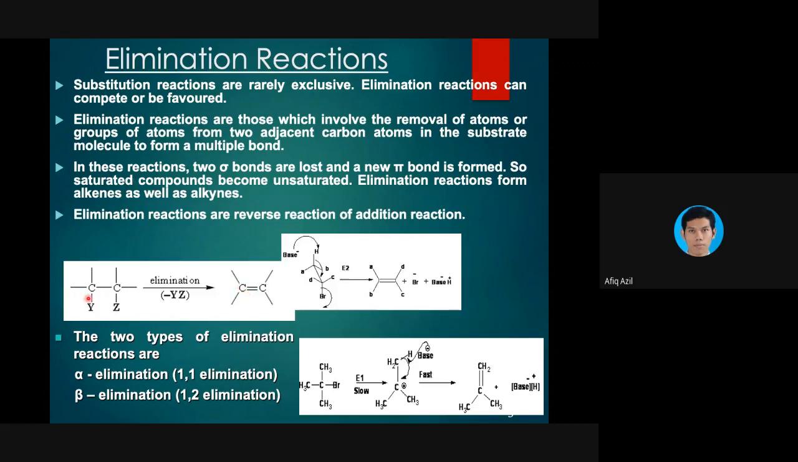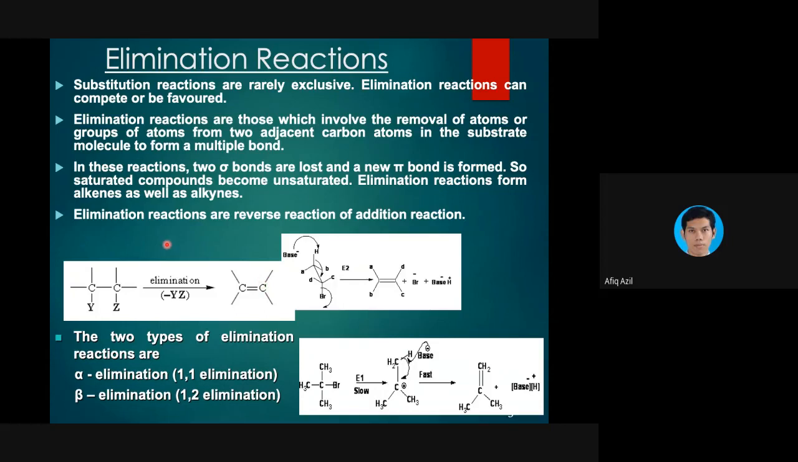In this reaction, two sigma bonds, which is what we also call a single bond, will be lost or broken, and a new pi bond, which is this double bond, will be formed. So saturated compounds become unsaturated. This one is considered saturated, it doesn't have any double bond, but this one is unsaturated because it contains a double bond. Elimination reactions form alkenes as well as alkynes. That means if your starting material is an alkane, meaning no double bond at all, it will form an alkene. But if the starting material is an alkene like this, then it will end up with an alkyne. Alkyne is a triple bond, C triple bond C.